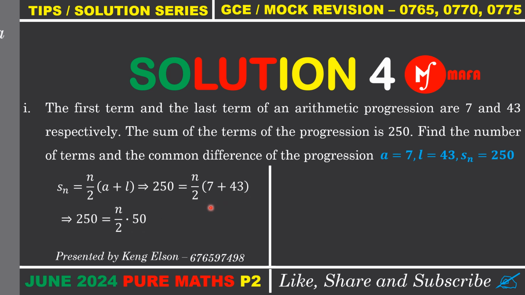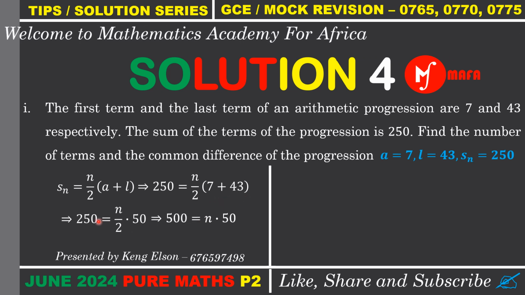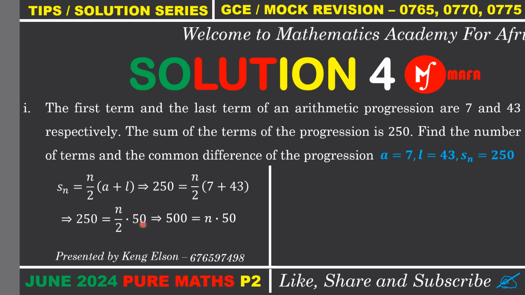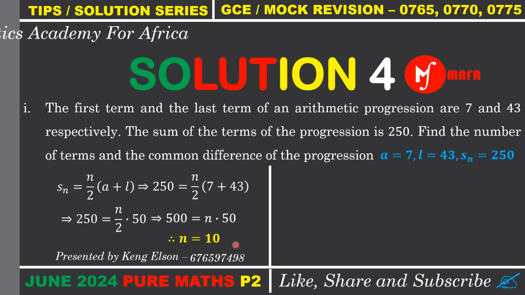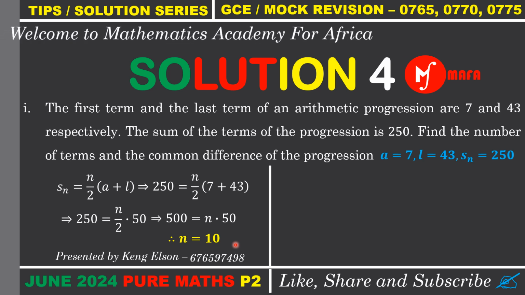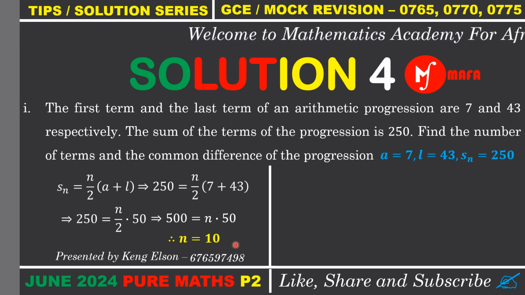Now 7 plus 43 is equal to 50. If we multiply both sides by 2, we get 500 equal to n times 50. Divide both sides by 50 and n gives us 10. So we actually have 10 terms in this arithmetic progression. How then do we find the common difference?